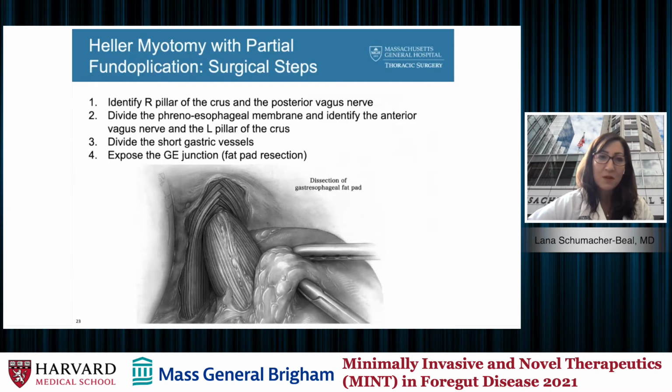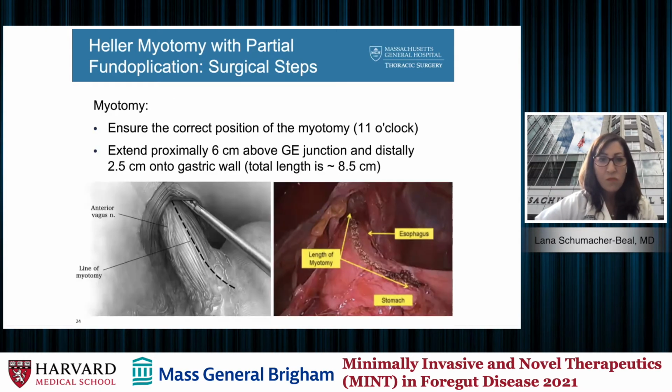You want to identify the right pillar of the crus and the posterior vagus. You want to divide the phrenoesophageal membrane and identify the anterior vagus, as well as the left pillar of the crus, and divide the short gastrics and expose the gastroesophageal junction. You want to ensure that you have the correct position of the myotomy on the anterior surface and extend at least 6 centimeters above the gastroesophageal junction, and at least 2.5 centimeters onto the stomach wall, so that your myotomy is about 8.5 centimeters in length. This just depicts an example of this.